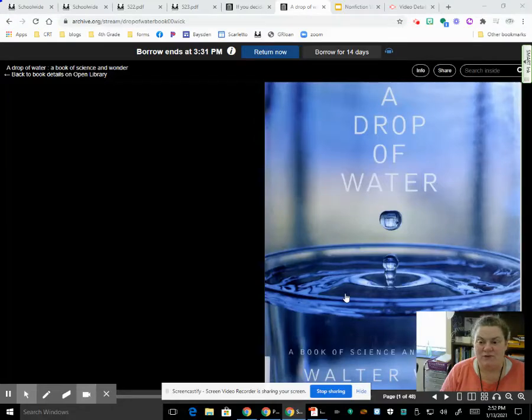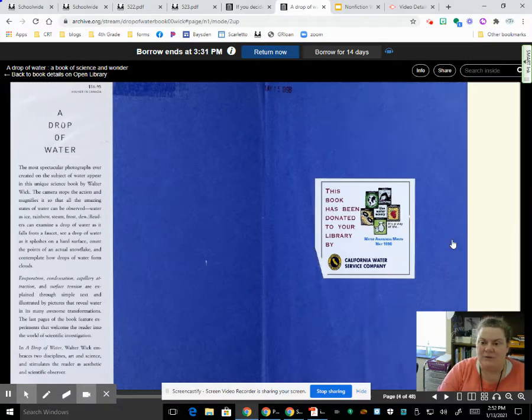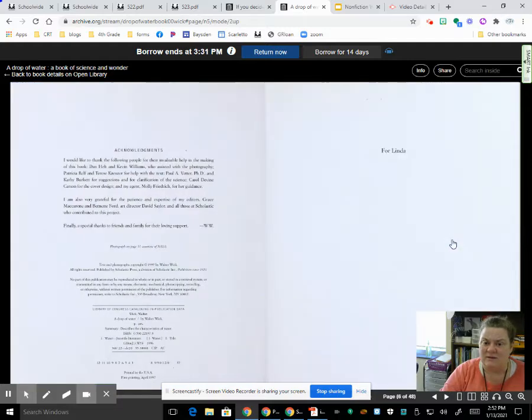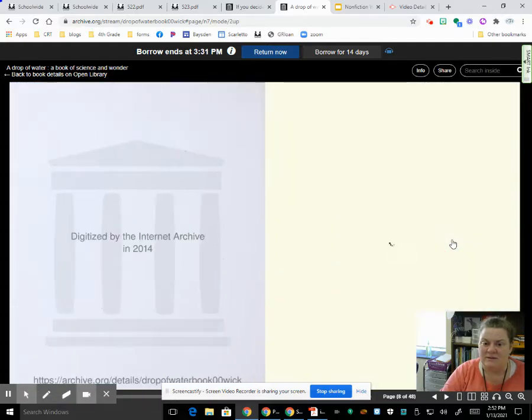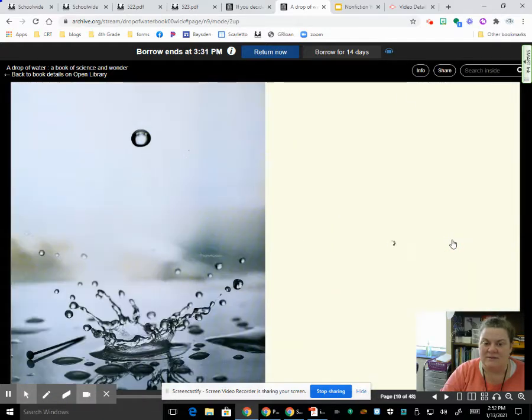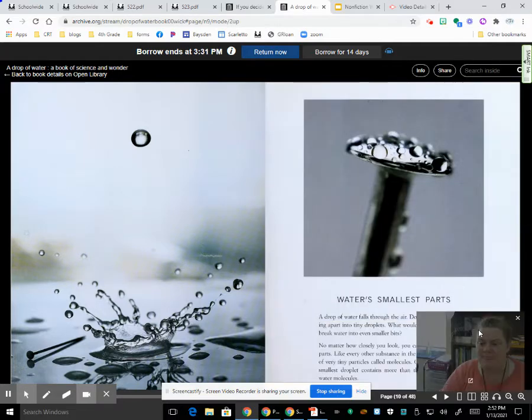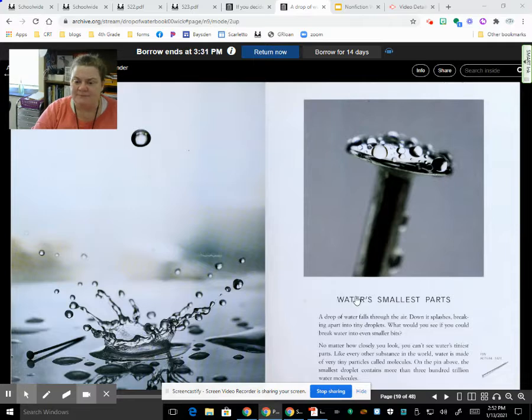Okay, so our first book that we're going to look at today is called A Drop of Water. Let's use our strategy of preview, skim, and scan. So we're looking at these pictures. I'm going to move myself up here.